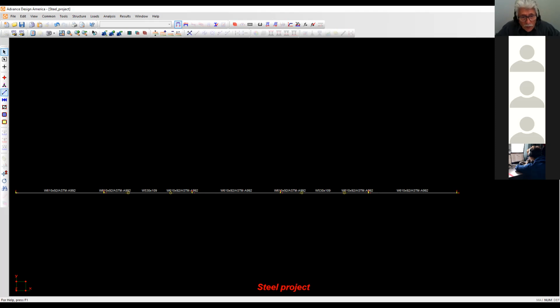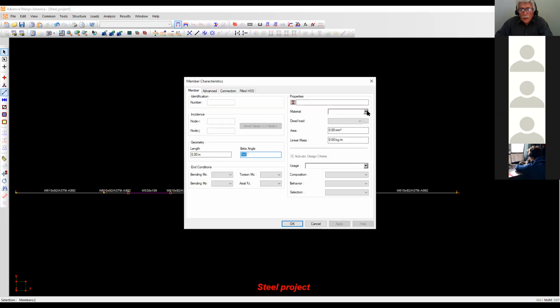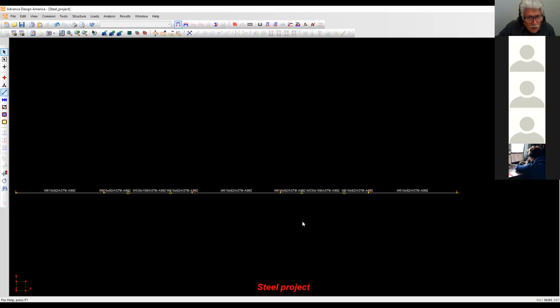W550 by 30. Oh, I don't have the materials assigned to this yet. So I have to go assign the materials, otherwise I'm going to make a mistake, because I screwed up. So the material is steel, ASTM A992, and of course, calculate the dead load. Okay, so there you go. Everything's been assigned, and that's what's good about looking at everything on your screen.